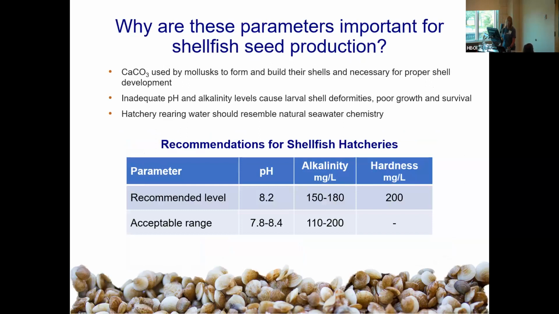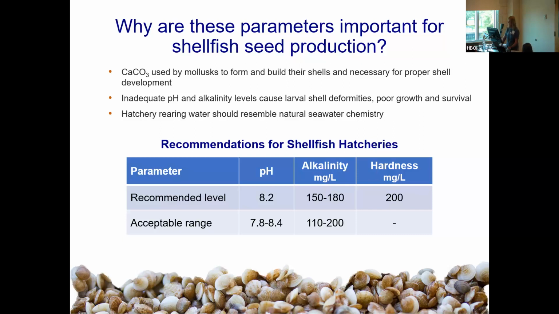All right, why are these important for shellfish seed production? Well, calcium carbonate is used by mollusks to form and build their shells and necessary for proper shell development. Inadequate pH and alkalinity levels cause larval shell deformities and poor growth and survival. So hatchery rearing waters should mimic or resemble natural seawater chemistry.